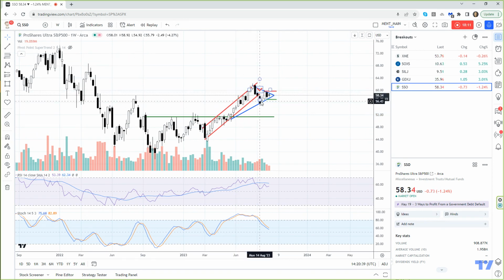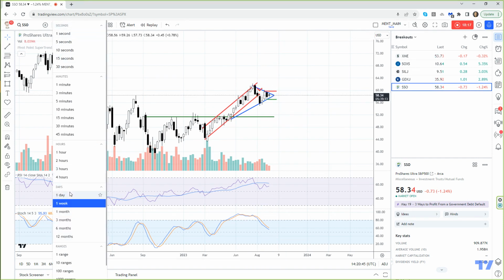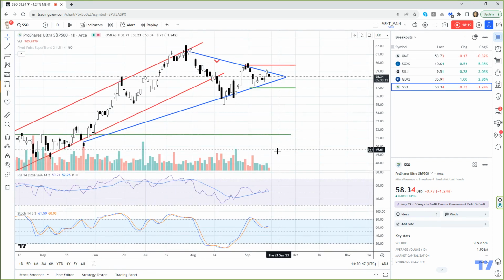We had a breakdown here, which went bearish. Now we're seeing this flagging formation. We'll go to daily. We are looking for strong volume. We don't have any strong volume yet. We would be looking for a big green bar coming out here.